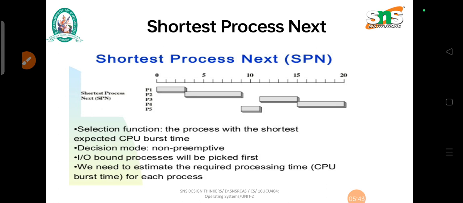Next is the shortest process next, SPN, algorithm. In the selection function, the process with the shortest expected CPU burst time is executed first. The decision mode is non-preemptive. An IO bound process will be picked first. Next we need to estimate the required processing time, the CPU burst time, for each process.